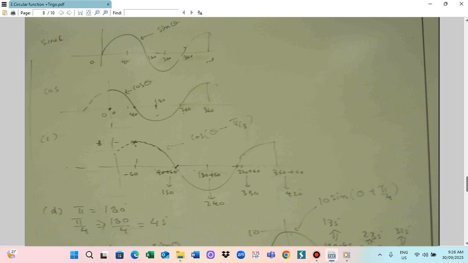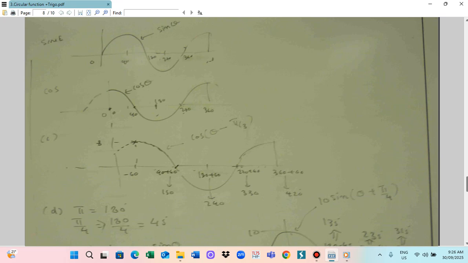This is the cosine graph. The sine graph is at the point 0, so the graph magnitude is also 0. But for cosine at angle 0, the graph magnitude will be the maximum. So this is the cosine theta graph.